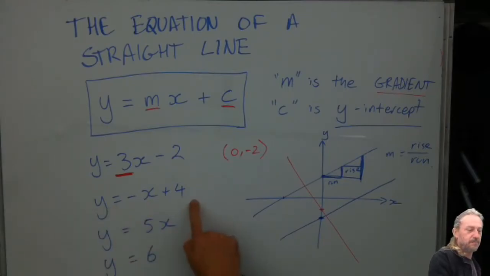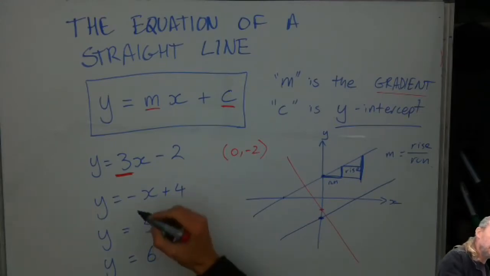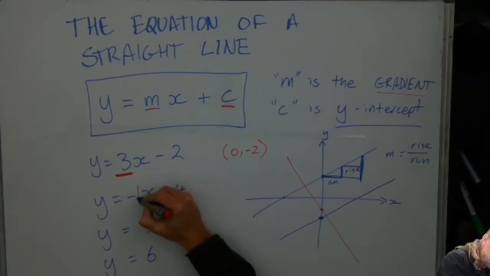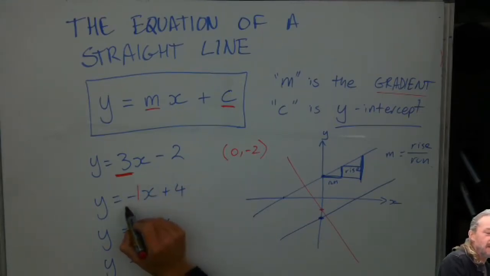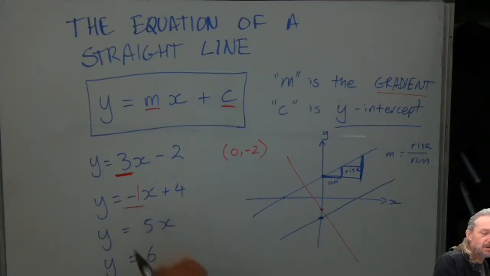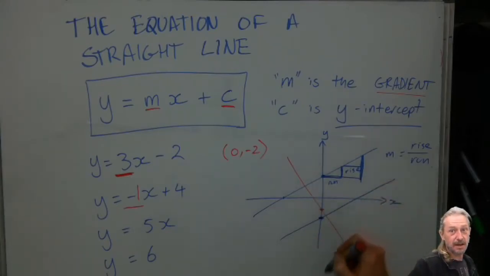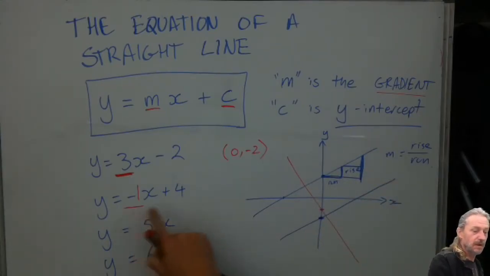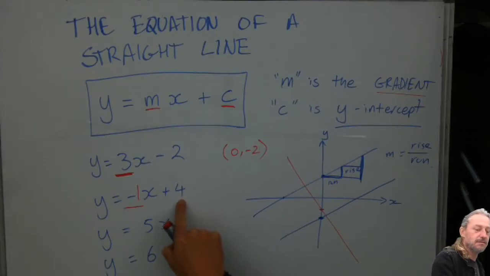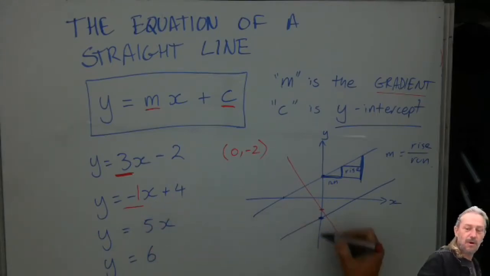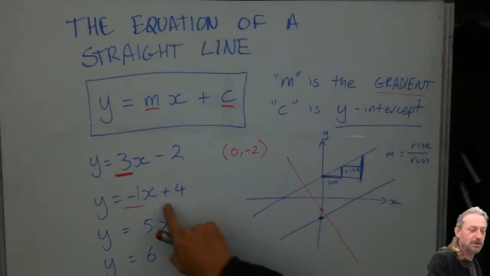This line, y equals negative x plus 4, so our slope here, let's just put our sneaky 1 in there, our slope is -1, so that means every step in the x direction the line goes down 1, and it cuts through the y-axis at +4.